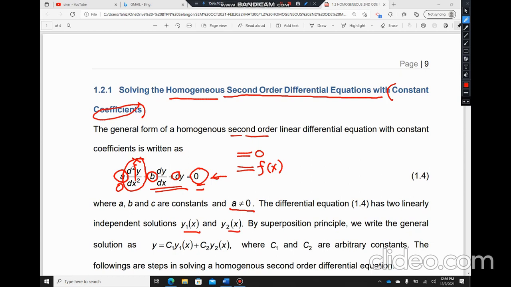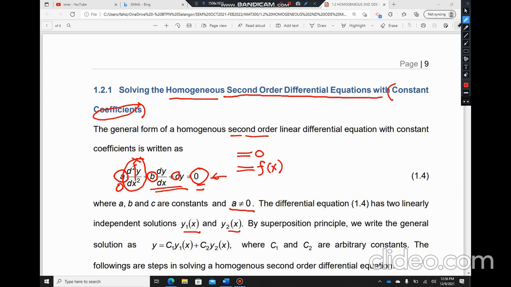Okay, the differential equation 1.4, this one, has two linearly independent solutions, y1 and y2. By superposition principle, we write the general solution as y equals to c1y1 plus c2y2, where c1 and c2 are arbitrary constants. The following steps in solving a homogeneous second order differential equation.